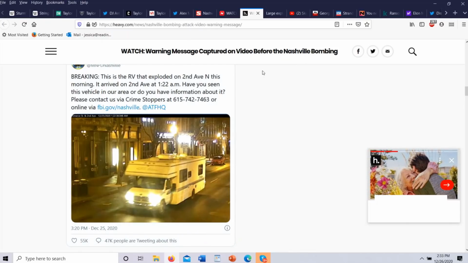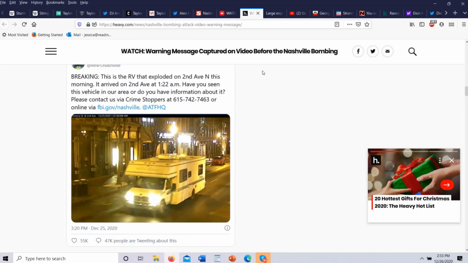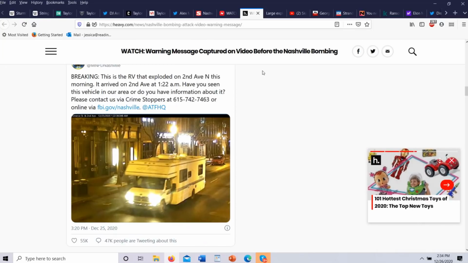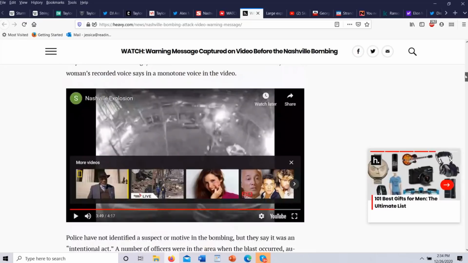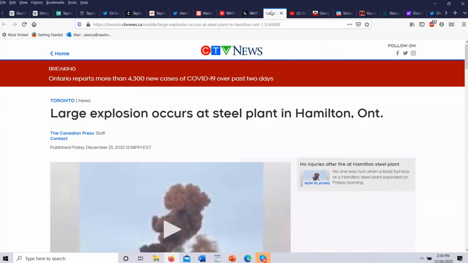It arrived at 2nd Ave at 1:22 a.m. And they said, have you seen this vehicle in your area? Do you have the information on it? And then they're just trying to find, so they're using like an RV of some sort. But I think there's another piece of footage. Oh, this is another issue here.